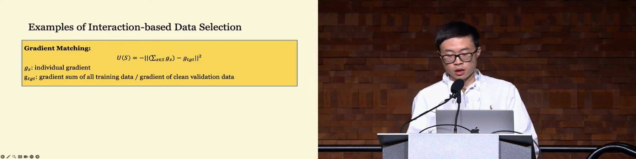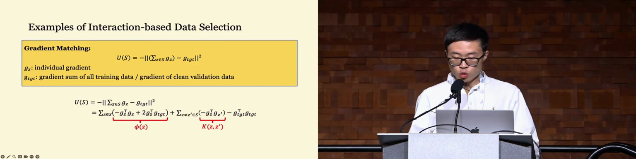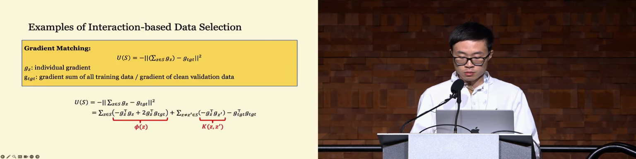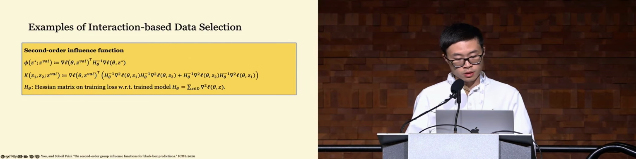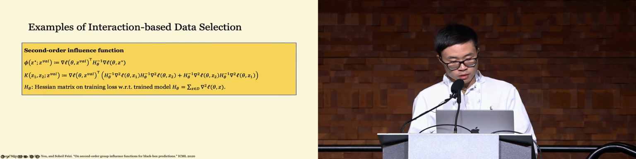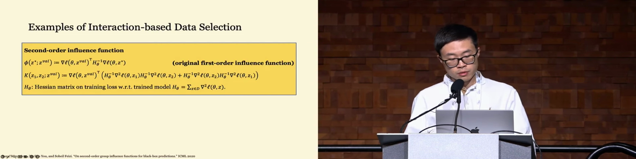One such example is gradient matching-based coreset selection. It aims to select a subset of training data whose combined gradient matches some target vector, like a target gradient, as closely as possible. For example, this target gradient could be the sum of the gradients over the full training data, or the gradient in terms of some clean validation data that we have.